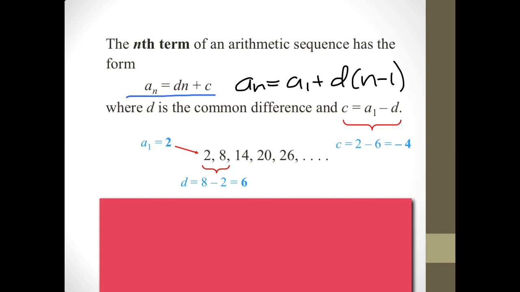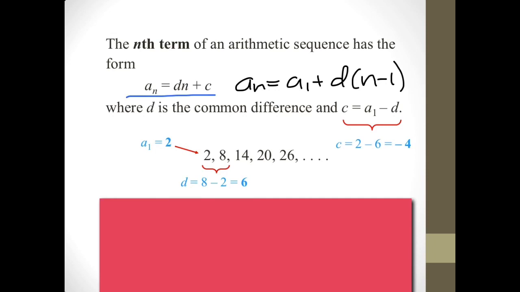The common difference is how you go from one term to the next. So 8 minus 2 is 6, and you want to verify that using some other terms. So let's say 20 minus 14, that's also going to get you 6. And then the last thing we want to do is find C. C is A1 minus D, which in this case is 2 minus 6, giving me negative 4.